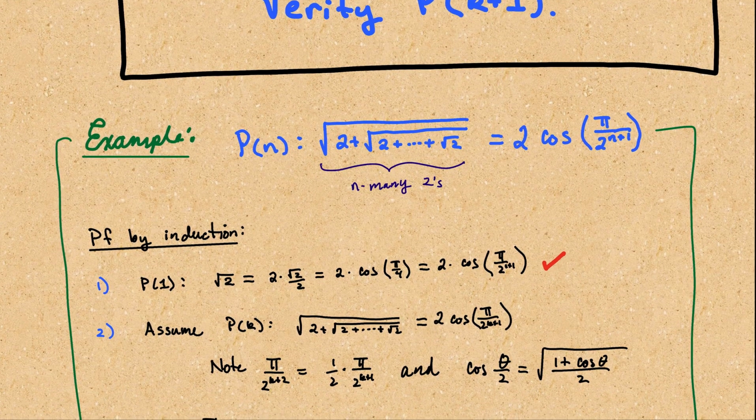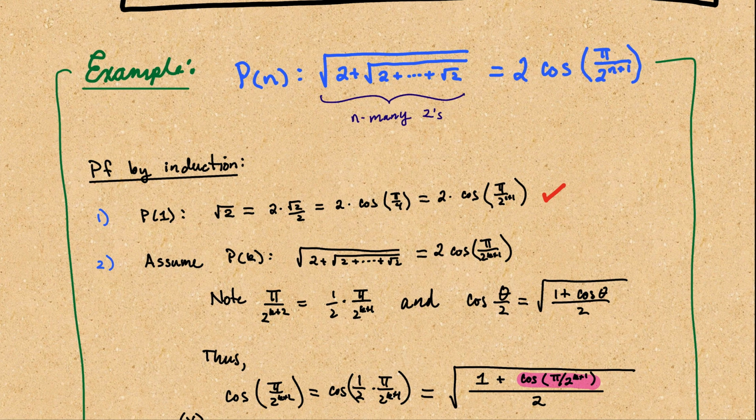So here's a statement, P of n. P of n is taking n copies of 2 and forming up this expression of sums and radicals. The right-hand side, we have 2 multiplying cosine of an angle. The angle is pi divided by 2 raised to the n plus 1. Good. Let's do the proof by induction, and we'll start with the base case.